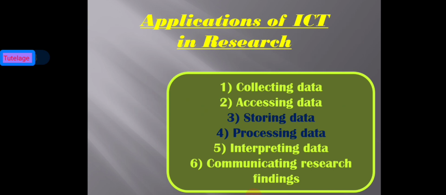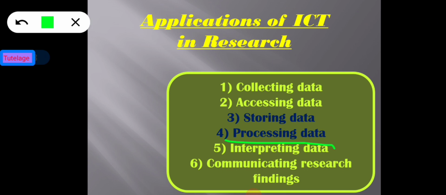Now move on to the next point, and that is processing data. Data can be processed and analyzed using different computer programs. Computers are capable of performing even complex calculations within a fraction of a second, and average, ratios, proportions, standard deviation, correlation, regression, etc. can be found using computer programs. Some data analysis tools are SPSS, Stata, R, NVivo, etc.